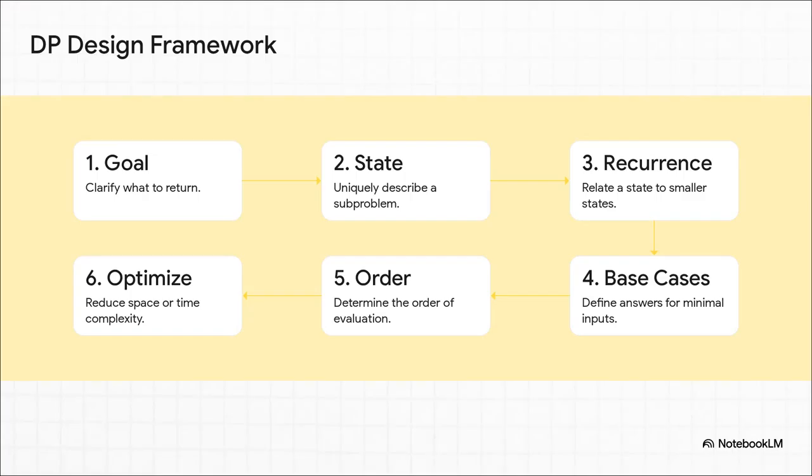It's a 6-step recipe. Step 1, clarify your goal. What are you actually trying to calculate? Step 2, define the state. This is just the information you need to describe a unique subproblem, like what row and column are we on? Step 3, find the recurrence relation. This is the heart of it. It's the formula that connects the problem to its subproblems. Step 4, identify your base cases, the simplest possible versions of the problem you already know the answer to. Step 5, figure out the order you need to solve things in. And finally, step 6, look for ways to optimize. That's it. Goal, state, recurrence, base cases, order, and optimize.